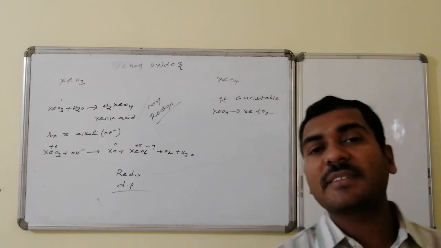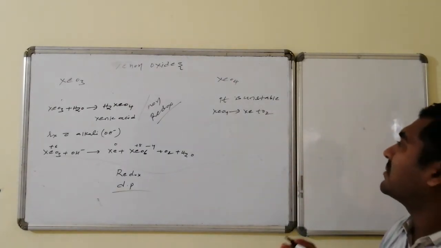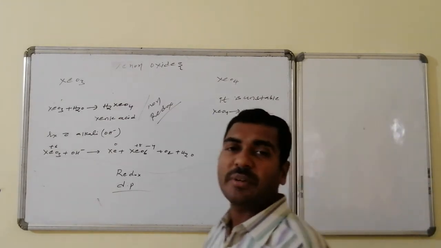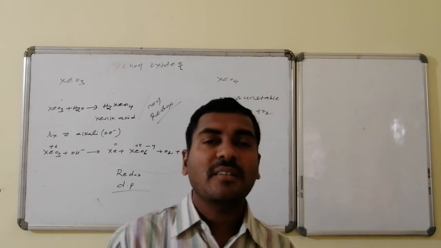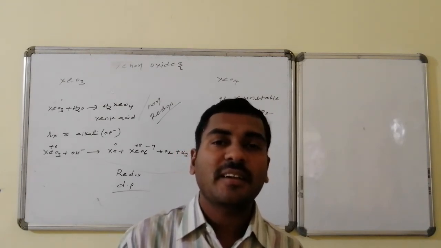If we go to xenon tetroxide, which is unstable, on heating it is converted to xenon followed by oxygen. Thus these are the chemical properties related to the xenon oxides, especially xenon trioxide as well as xenon tetroxide.